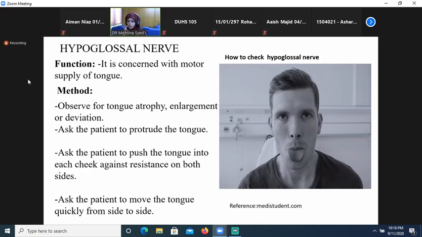We ask the patient to put the tongue into each cheek against resistance. You apply the resistance on one side, and the patient will push the tongue onto the cheek against the resistance. And then you will check it on the other side. This is to check the power of the tongue. And then you will ask the patient to move the tongue quickly from side to side like this. So the patient will move the tongue from side to side to be able to assess. If the tongue is weak on one side, it usually deviates towards the weak side.